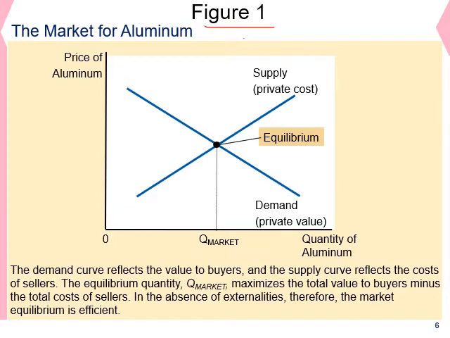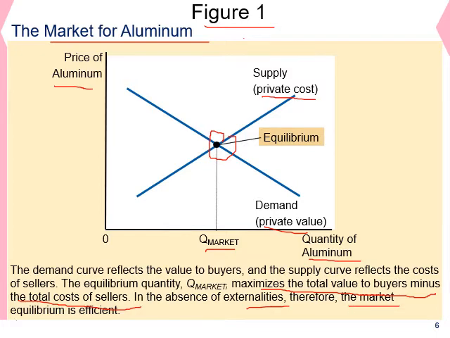Figure 1 deals with the market for aluminum. The price of aluminum is given on the y-axis, or vertical axis. The quantity of aluminum is given on the horizontal axis, or x-axis. The supply curve, which is the private cost, crosses the demand curve, which is the private value, at this point, which is the equilibrium. This leads to the equilibrium quantity in the market. This equilibrium quantity maximizes the total value to buyers minus the total cost to sellers. In the absence of externality, the market equilibrium is efficient.